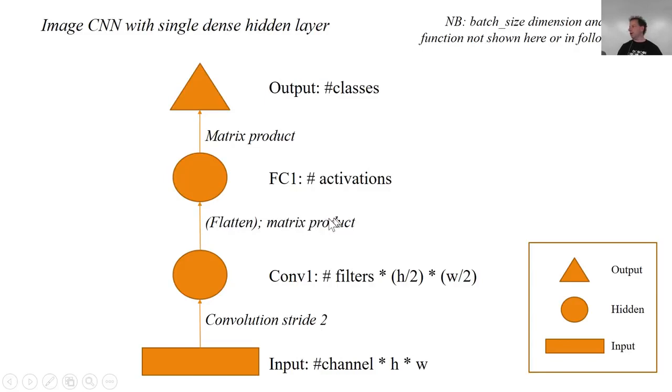We can do a matrix product, or a couple of matrix products as we actually tend to do in fastai. So that'll be our fully connected layer with some number of activations. The final matrix product gives us some number of classes. Okay, so this is our basic convnet. Remembering, rectangle is input, circle is hidden, triangle is output. All of the shapes represent a tensor of activations. All of the arrows represent an operation, a layer operation.